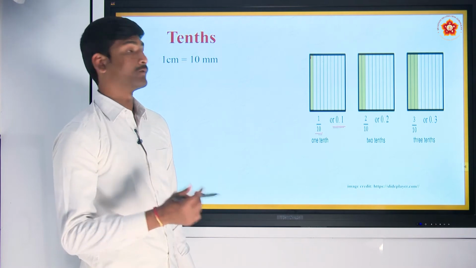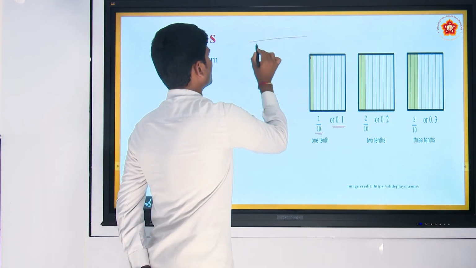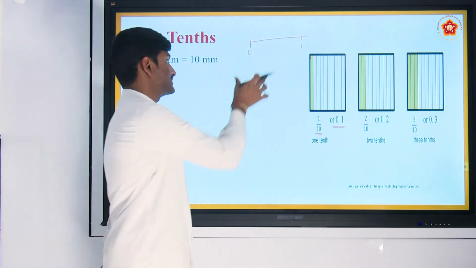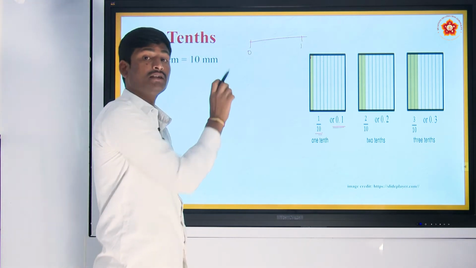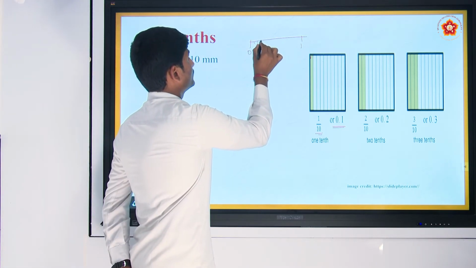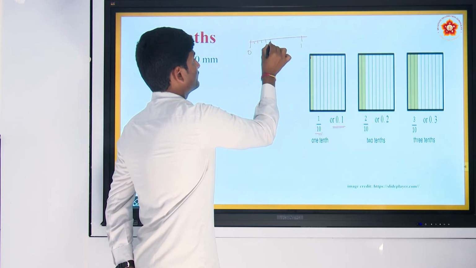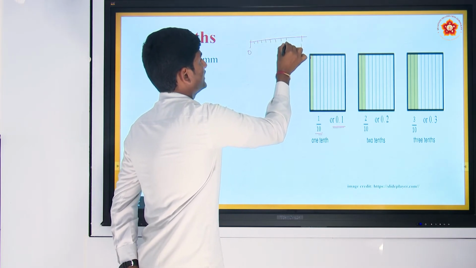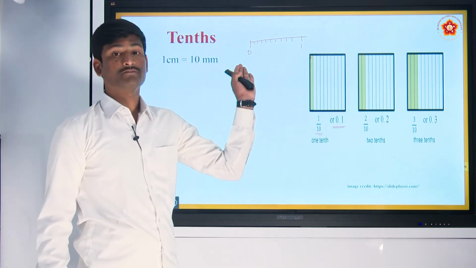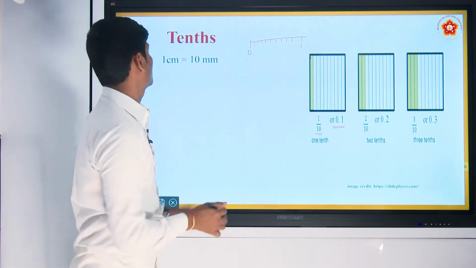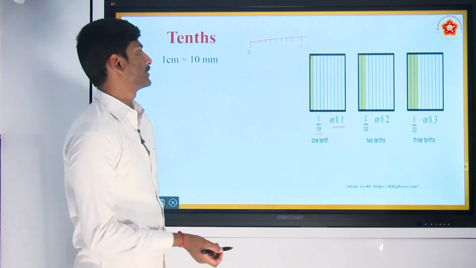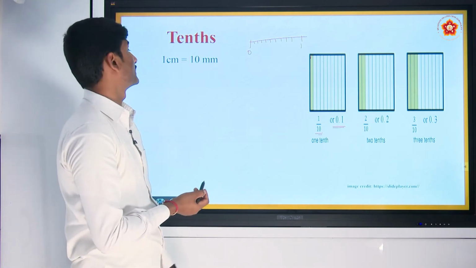Here we know 1 centimeter, 0 to 1, is 1 unit length. You already know 1 centimeter is further divided into 10 equal parts. See 0.1, 0.2, 0.3, 0.4, 0.5, 0.6, 0.7, 0.8, 0.9, 1. Like that, 1 centimeter is further divided into 10 equal parts. Here 1 centimeter is equal to 10 millimeter.